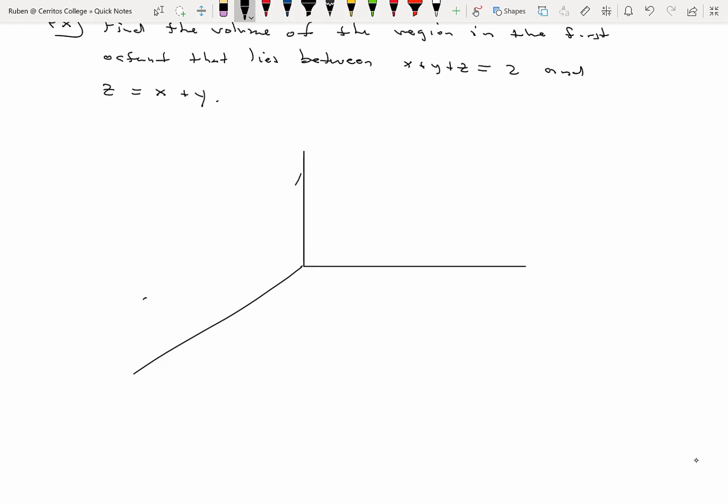So let's say this is part of our plane. I'll draw in the intercepts in a minute. So here's our plane. Intercept 2, intercept 2, intercept 2. So you're looking at x plus y plus z equals 2.